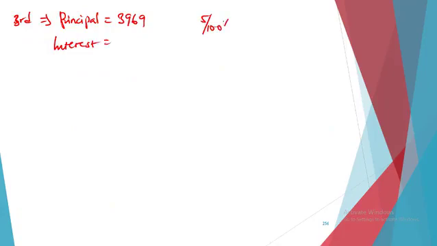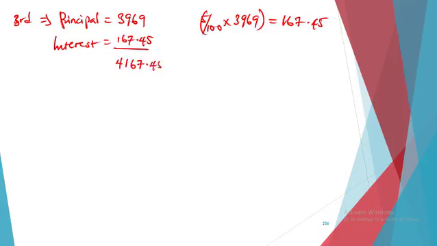For the third year, our principal is 3,969, and our interest is 5% of this, 5 over 100 times 3,969, which gives us 198.45. Added to this amount, we have 4,167.45.